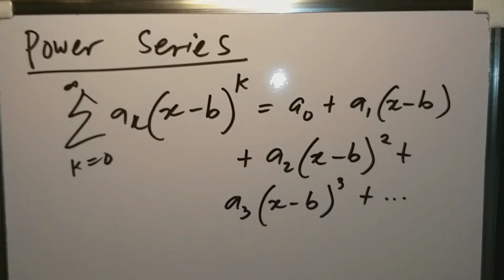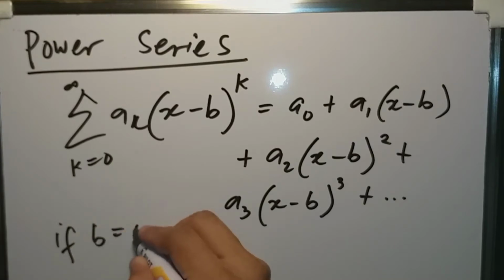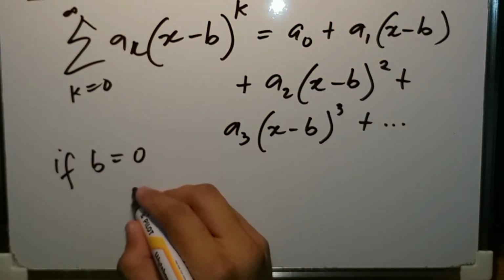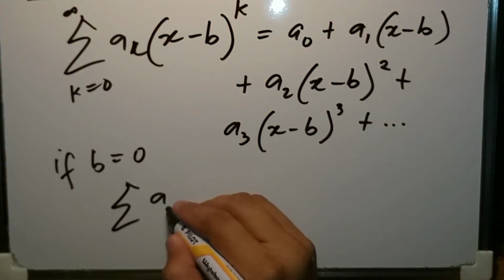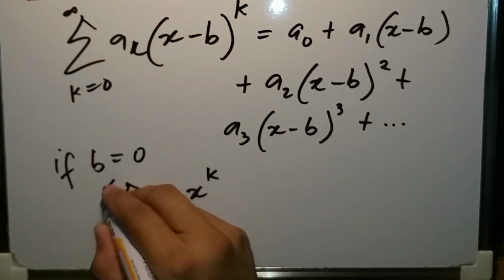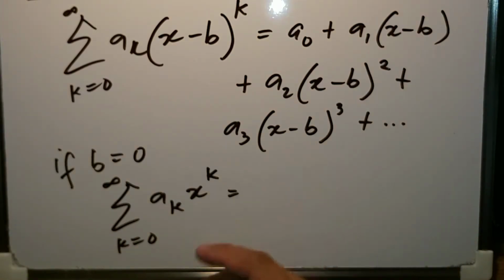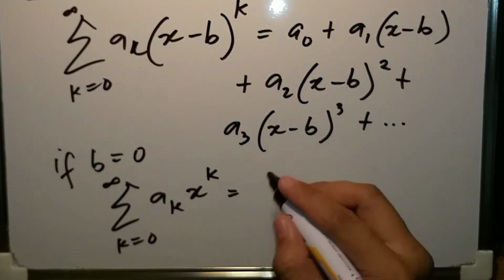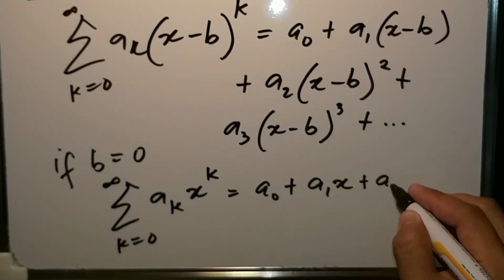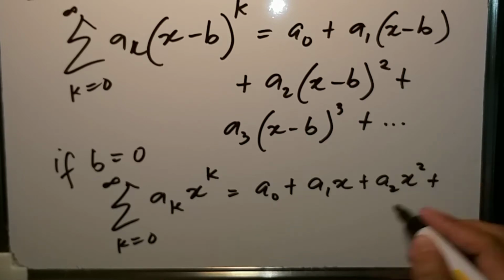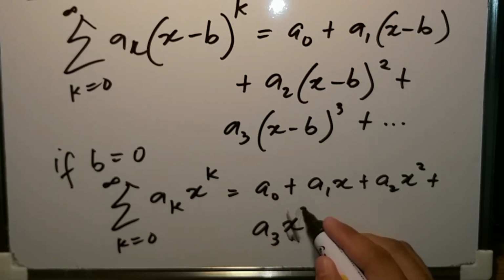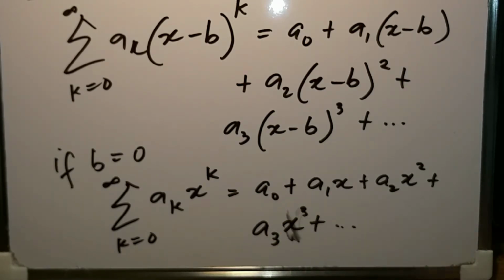Now observe that if b is equal to 0, our power series reduces to summation of a_k x to the k, where k goes from 0 to infinity. And we can also write this as a_0 plus a_1 x plus a_2 x squared plus a_3 x cubed plus dot dot dot.